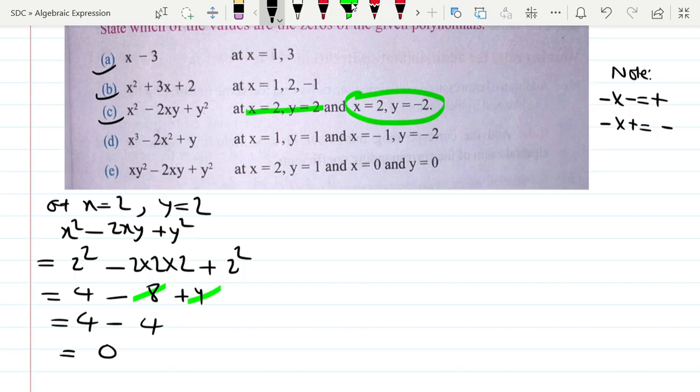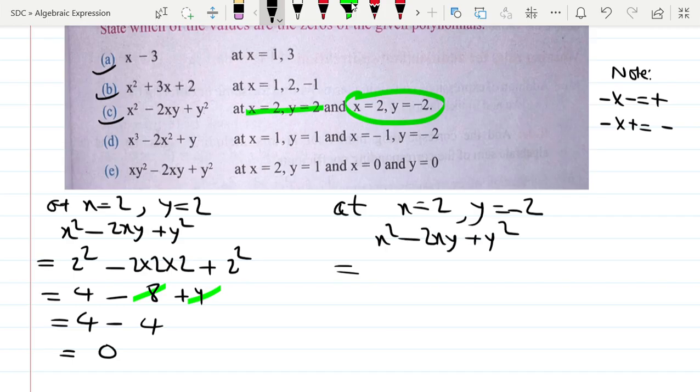So that is for the first question of this. And now we go with the second question of the same, where x and y are given 2 and minus 2. So at x equal to 2 and y equal to minus 2, here we have x square minus 2xy plus y square. And there we are going to replace x with 2, 2 into 2, and y with minus 2. So I'm keeping a bracket when I am keeping minus 2. And plus y square, here also I will keep a bracket and square.